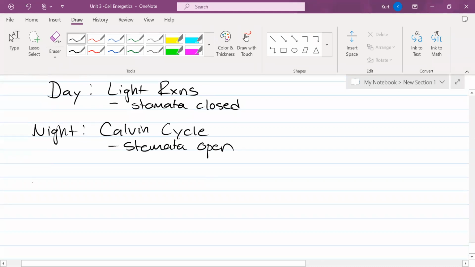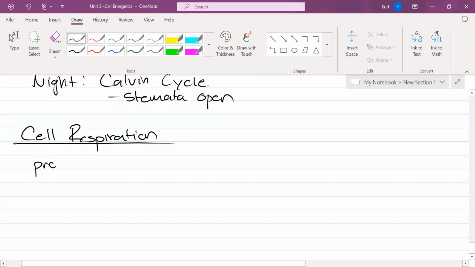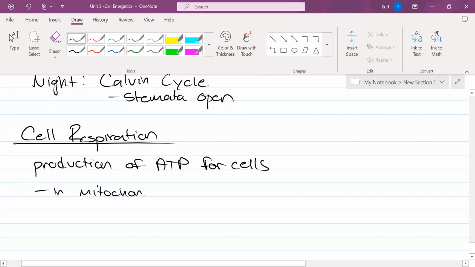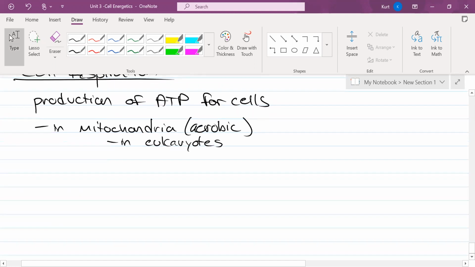We have 10 minutes to do cell respiration. So we're really against the gun here. Let's try to get as much done as we can. This is the production of ATP for cells. It's in the mitochondria, at least the aerobic part is. And this is only in eukaryotes. All eukaryotic cells have mitochondria: plants, fungi, animals, and protists.